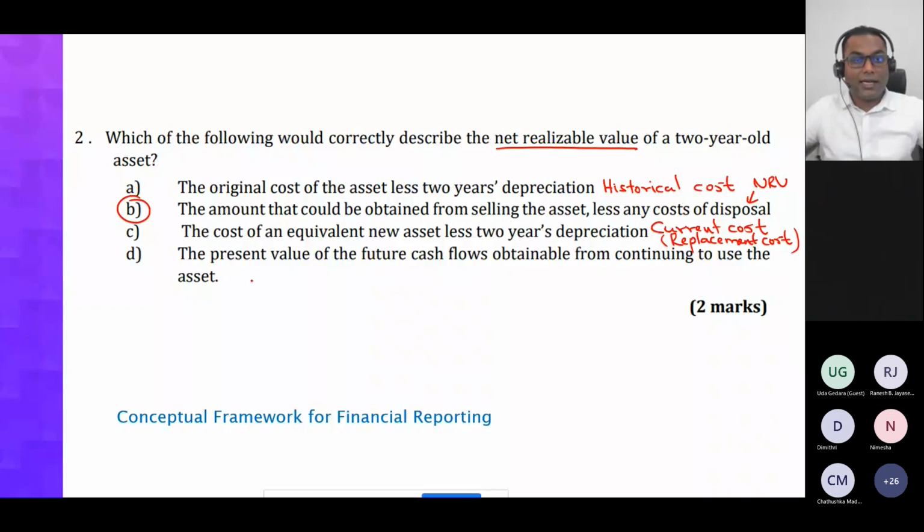right? Then answer D, present value of future cash flows obtainable from continuing use of the asset. What is this? Present value of the future cash flows, value in use. So the net realizable value is mentioned in answer B. So the answer B is the correct answer. I hope you understood about it. Are we clear? Right, great.